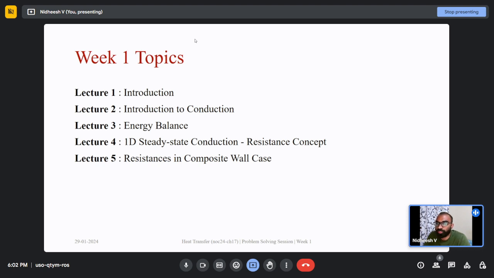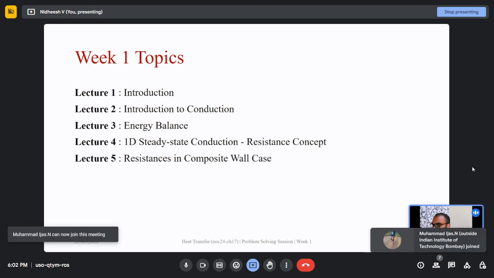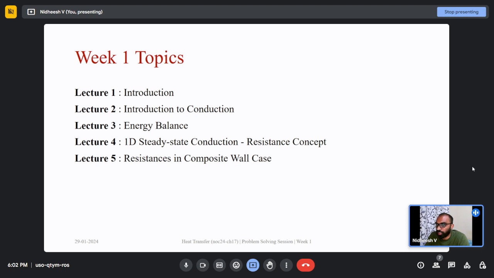So these are the week one topics. We had 5 lectures for these topics. Lecture 1 was a basic introduction to heat transfer, and lecture 2 involved an introduction to conduction. Lecture 3 talked about energy balance. And lecture 4 talked about one-dimensional steady-state conduction, introducing the resistance concept. And the last lecture in this week, lecture 5, talked about resistances in composite wall cases.